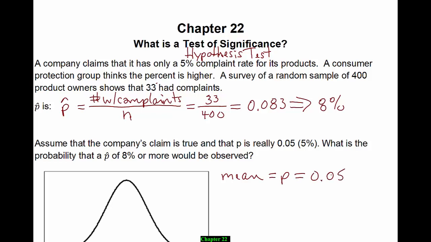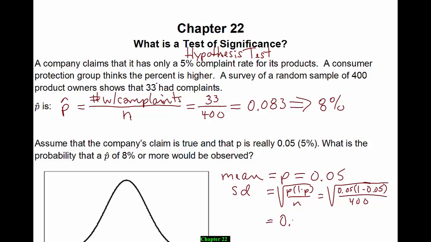We're going to assume that the company is telling the truth until we find evidence otherwise. The standard deviation of this normal distribution is the square root of P times 1 minus P over n, which is the square root of 0.05 times 1 minus 0.05 divided by 400. And if you punch that in your calculator correctly, you're going to get 0.01 or 1%. So now we can label our normal distribution and see what the probability of observing a P hat of 8% or more is.